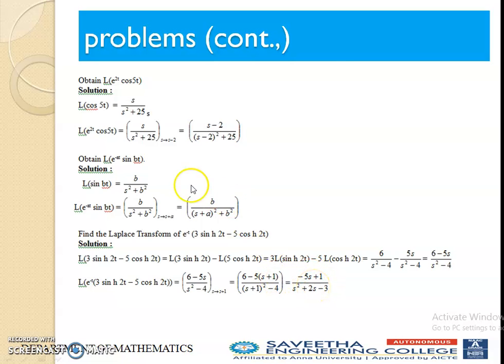The important thing is that shifting properties apply when a multiple of e power at into some function is given. In that case, first we replace the function using the Laplace transform formulas. Then wherever s is present, we replace s in terms of s plus a or s minus a, based on the given problem. So these are very important properties. This property is also used in the convolution theorem. So prepare well based on the shifting properties.